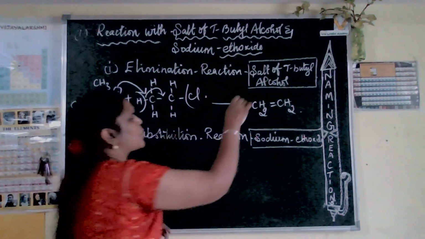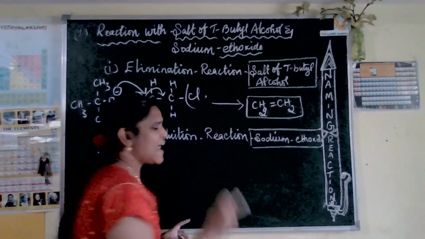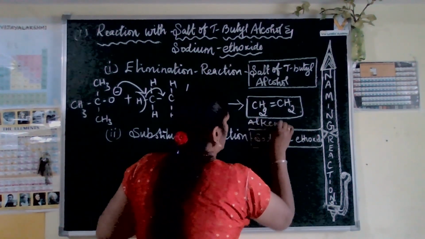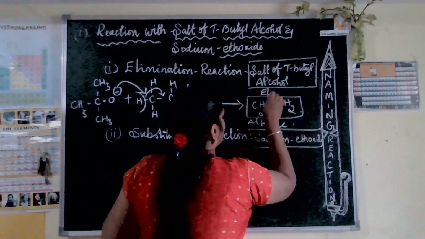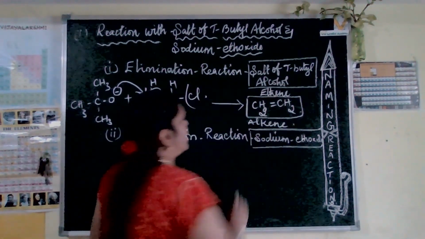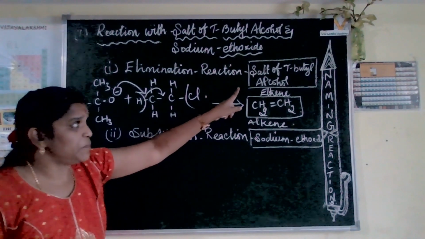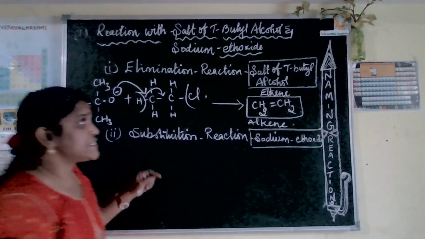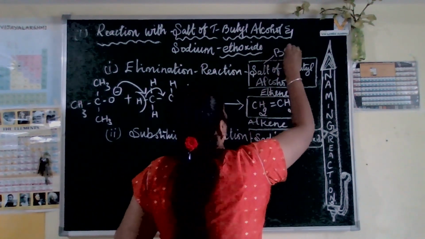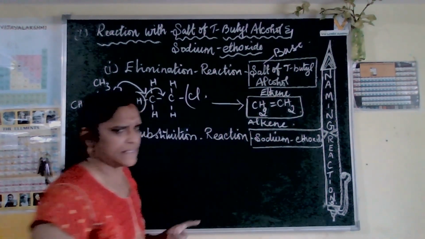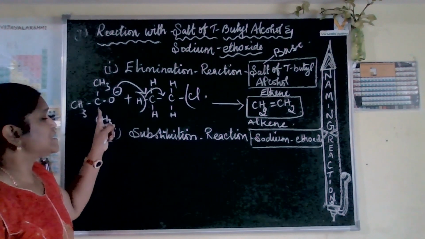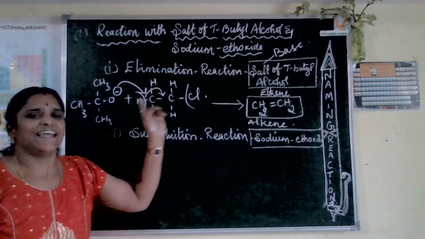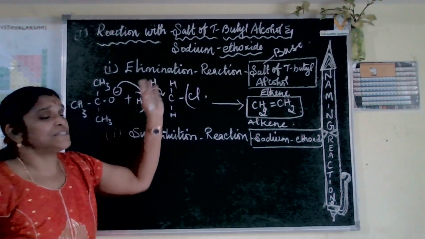We want that main product only. What is the main product here? We are getting an alkene. What is the name of it? Ethene. Very good. Now, in this, I wanted to mention that the salt of butyl alcohol acts as a base. Why is it acting as a base here? Because this is a bulkier group. So a bulkier group means it acts as a base, and it comes under elimination.